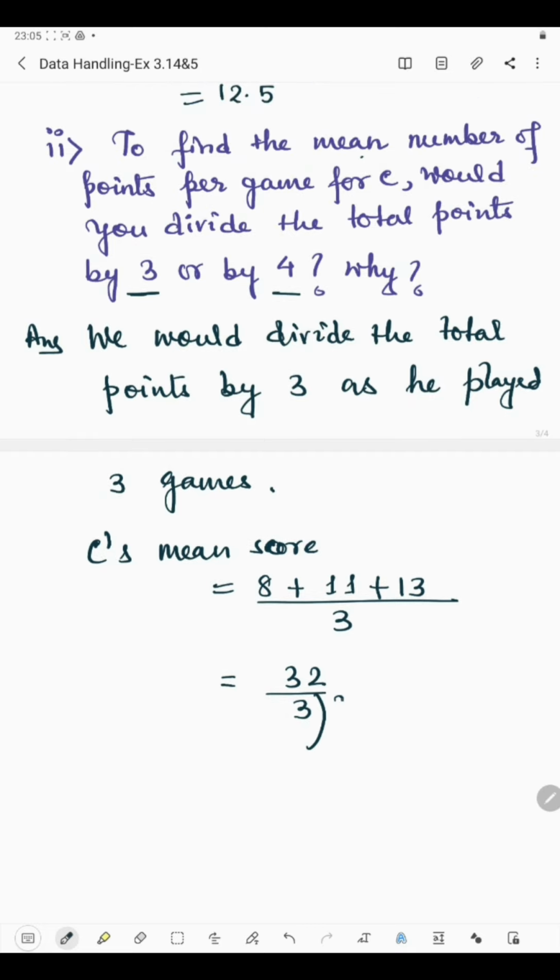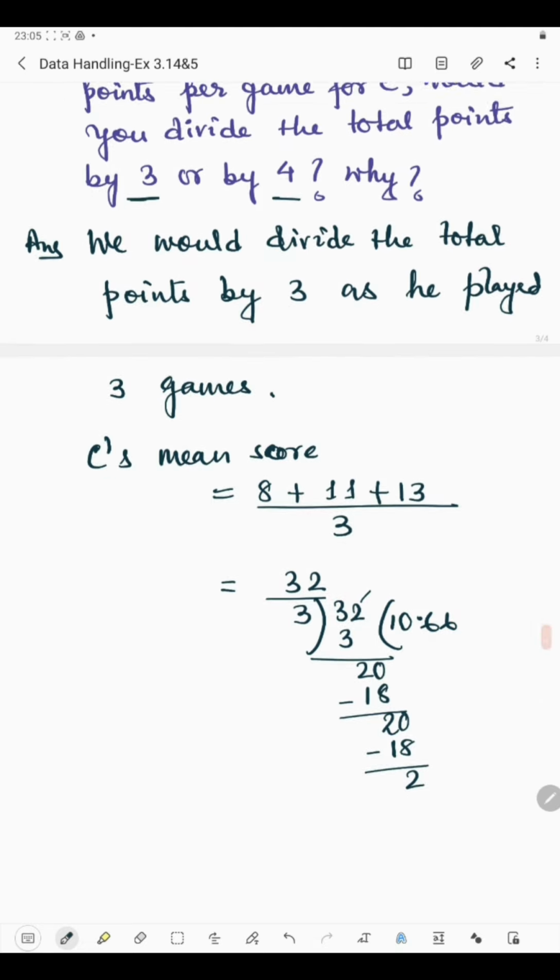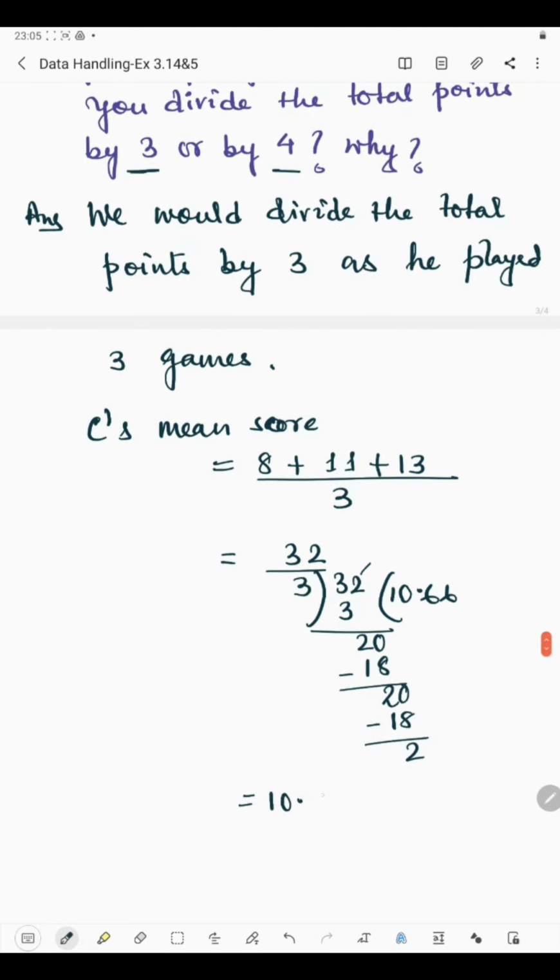Now if you divide this, 3 ones are 3, then 2 will come. 2 cannot be divided by 3, so it's 10. Then we'll take the decimal, so 3 sixes are 18. Again we have got 2, again for the decimal we will get 0, 3 sixes are 18. So it will go on and on, so we can write 10.66 approx. So this is the answer of the second part. Now coming to the third part.